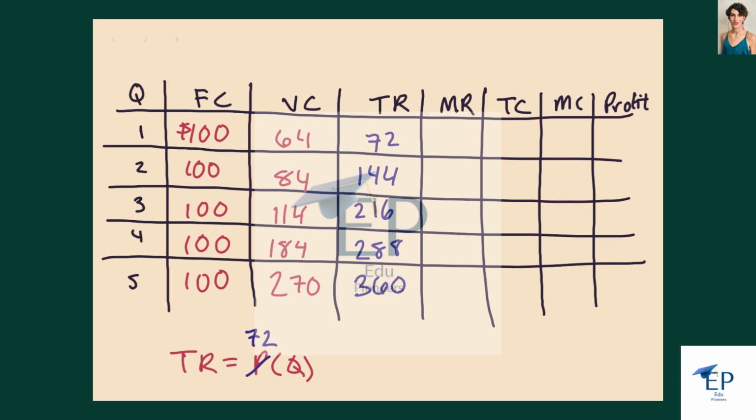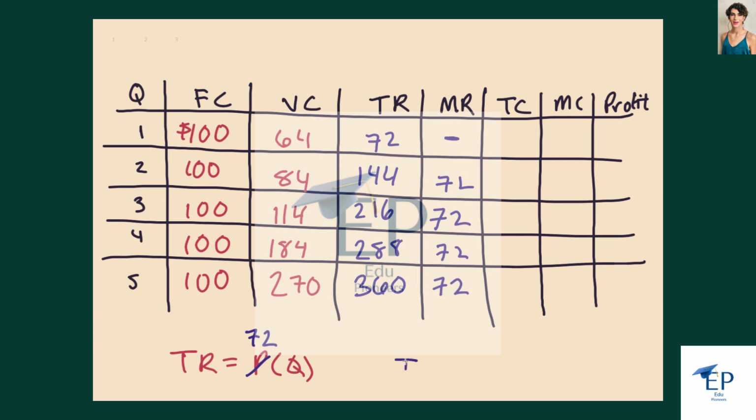Now we have to go to our marginal revenue. Our marginal revenue is simply the amount of revenue added by one additional unit of goods sold. So we don't have anything for our first marginal revenue. Going from 1 to 2 units, we get 72. From 2 to 3, we get 72. 3 to 4, we get 72. And 4 to 5, we get 72.